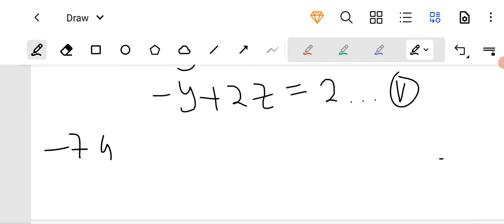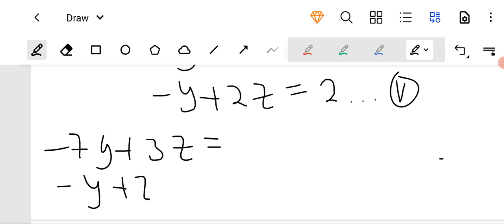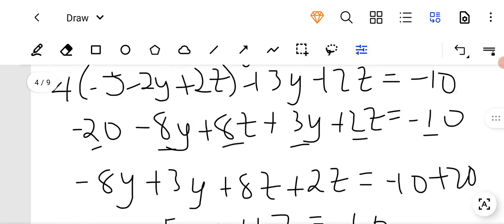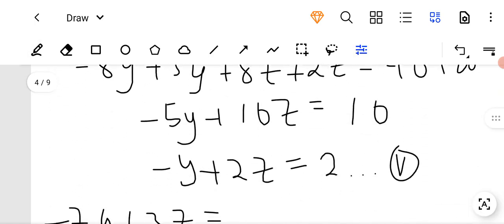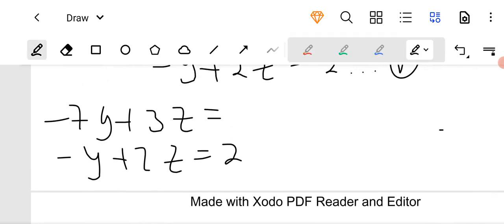Negative 7y plus 3z is equal to something. Then we have negative y plus 2z is equal to 2. So here it's equal to what? The fourth equation, 14. So here I have a 14.